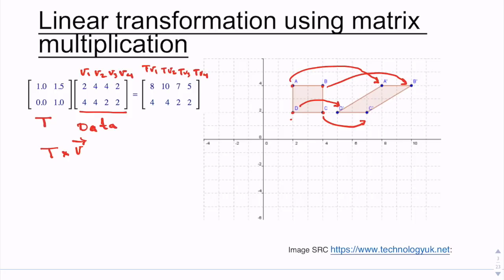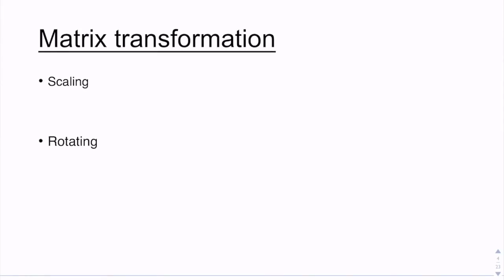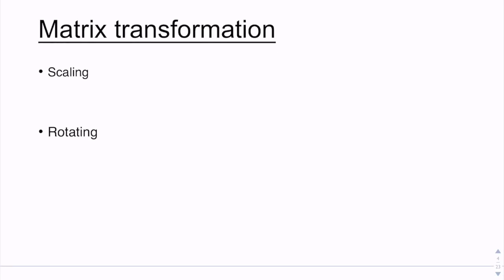So basically there are 2 main operations taking place when we are multiplying our data by a matrix. The first one is called scaling, and the second one is rotating. So you can basically decompose a matrix transformation and show this is basically a cascade of 2 sub-transformations. One is scaling, another one is rotating.